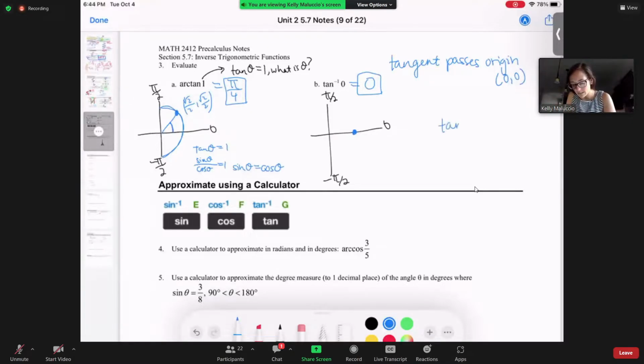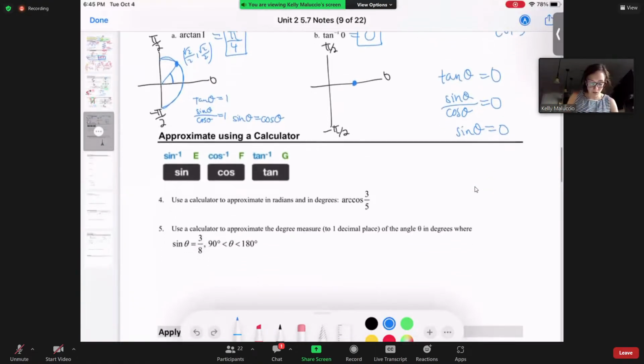Again, you could say tangent theta equals 0. Sine over cosine has to be 0, so sine would have to be 0. Now, sine is also 0 at pi and 2 pi and all this. But remember, we're staying between negative pi over 2 and pi over 2, right?